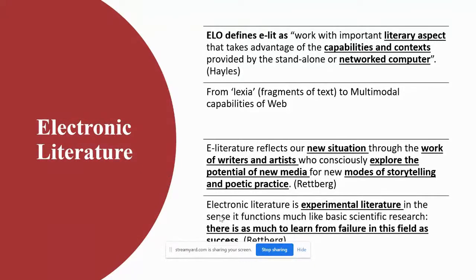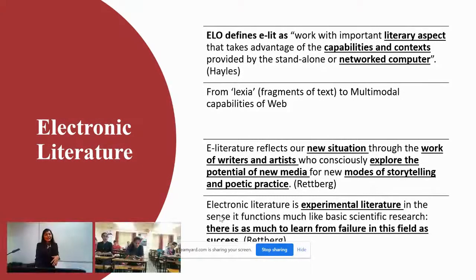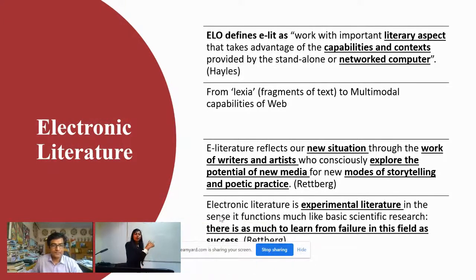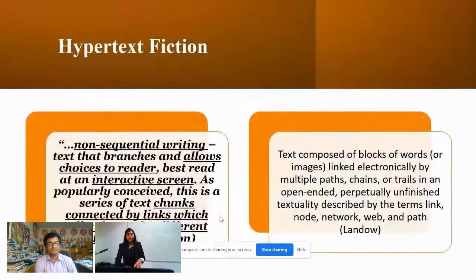And it is also experimental in nature. Why? Because if one student is reading from bar number 3, another student will be reading from bar number 8, and if one student has a traditional mindset, he or she will be reading from bar number 1. So every reader will have a different idea of the plot, of the story, of the meaning, of the content.